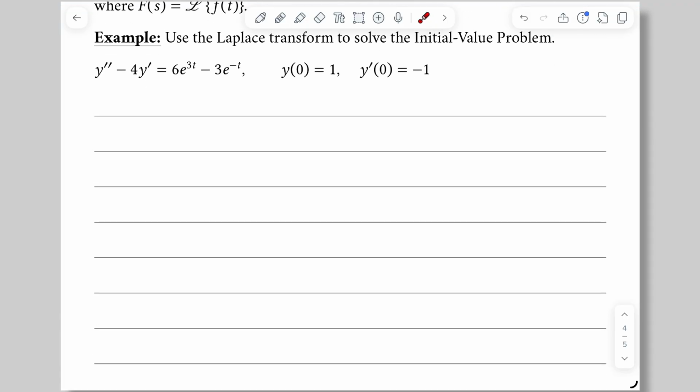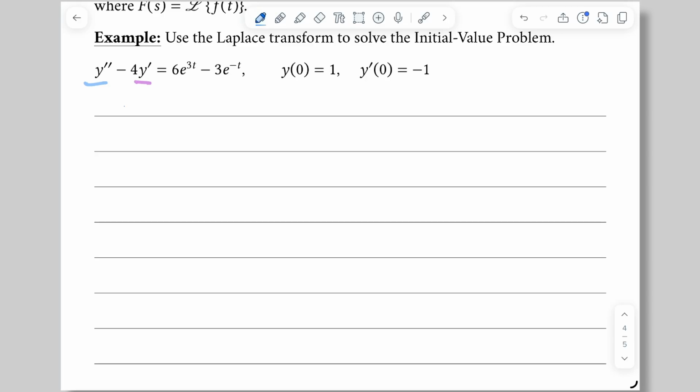We're going to solve the initial value problem y double prime minus 4y prime equals 6e to the 3t minus 3e to the negative t, where y of 0 is equal to 1 and y prime of 0 is equal to negative 1. We'll need the Laplace transform of y double prime and the Laplace transform of y prime.